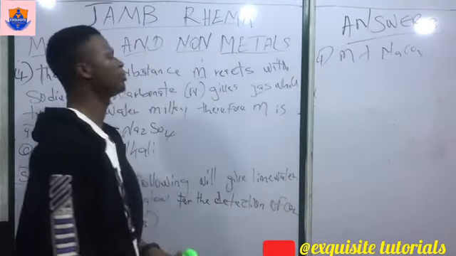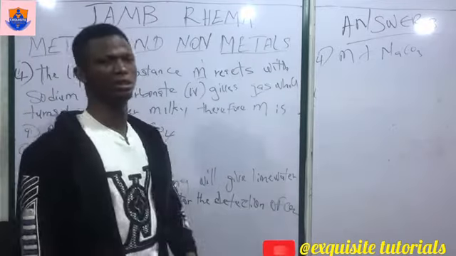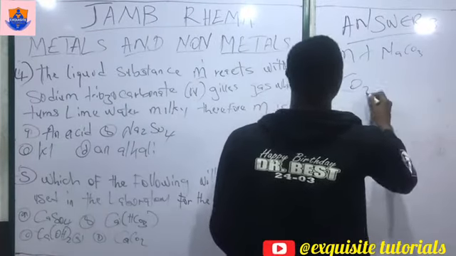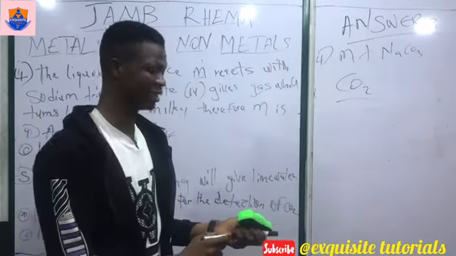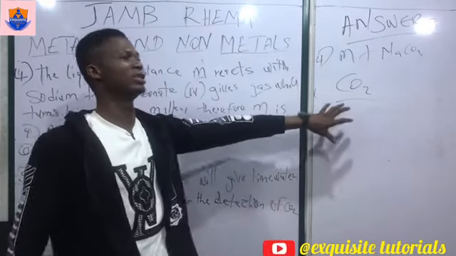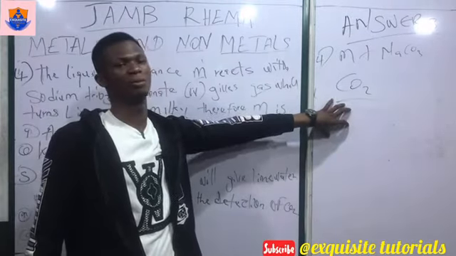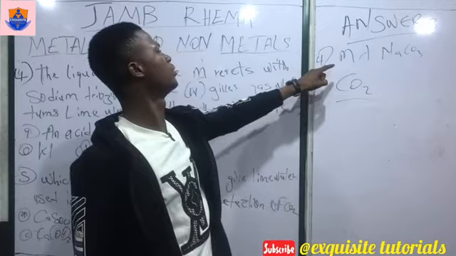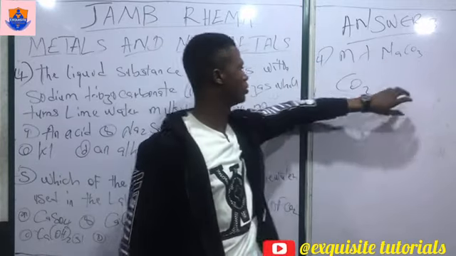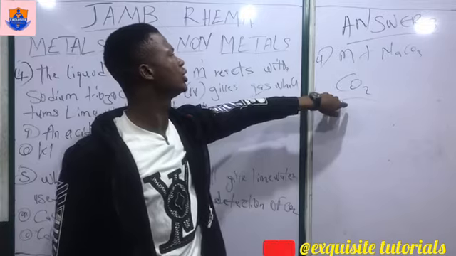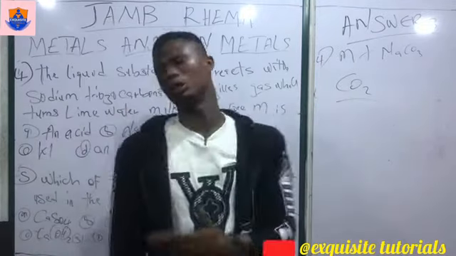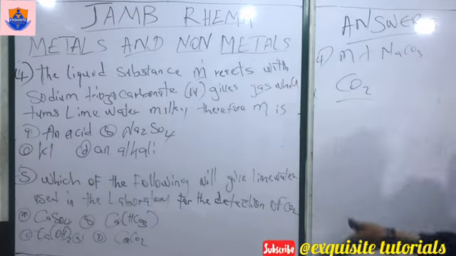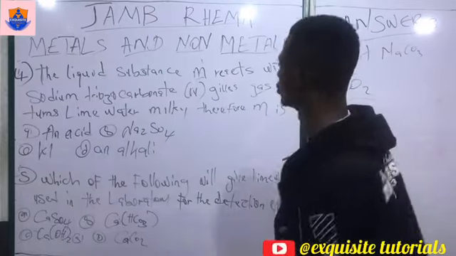First of all, let me tell you about the gas that turns lime water milky. The name of that gas is CO2, carbon(IV) oxide, in case you don't know. There's no way you're not going to see a question relating to carbon(IV) oxide in your JAMB questions. Now, if M reacts with this to give CO2, which of these options will react with this to give me CO2? That's what we are interested in. So that is why it's good to understand the question.